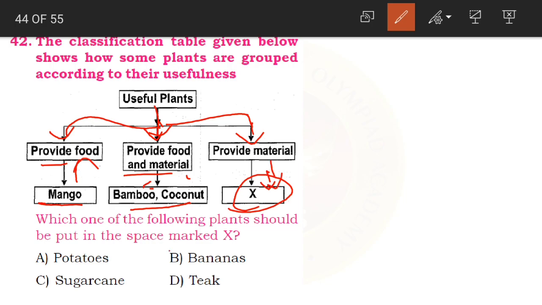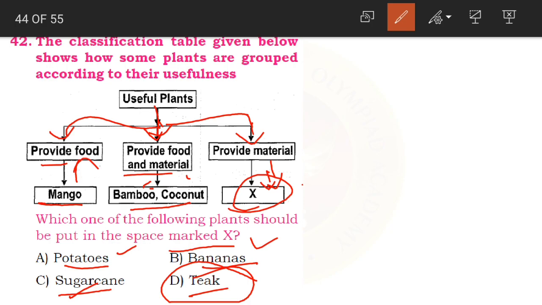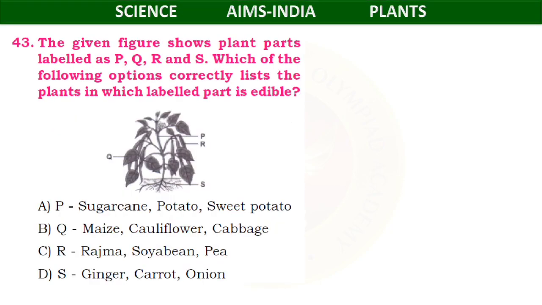Which one of the following plants should be put in the space marked X? Whether potatoes, bananas, sugar cane and teak. What is it? Okay, so potatoes are food, sugar cane food, bananas are also food. What is remaining now? Teak. That teak tree produces the wood. Okay, children, so D option is the correct answer. Clear? Now we'll go to the 43rd question here.